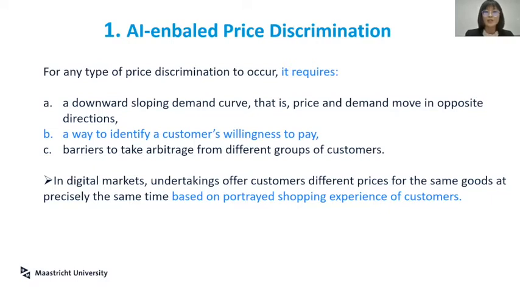Further, the barriers to arbitrage are higher. Online shoppers are neither universal nor transparent, because the online shoppers only see the personalized digital shopfront offered to them. Therefore, the barriers to arbitrage tend to be intensified. In this regard, AI-enabled price discrimination is approaching first-degree discrimination, which maximizes the output of undertakings but at the expense of consumer surplus.